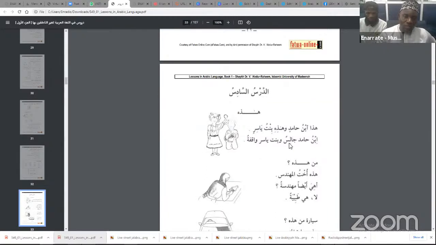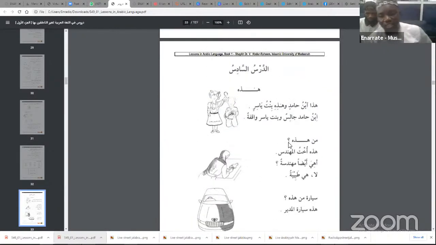So that is the end of Adarsul Khamis. Adarsul Sadis here, the sixth lesson, is talking about the feminine demonstrative pronoun, which is hadhihi. Correct, hadhihi. This is as against the masculine demonstrative, which is hada. Hada is for masculine, hadhihi is for feminine. So we say hada ibn Hamid. This is Hamid's son. Wa hadhihi bintu Yasir. And this is Yasir's daughter. You see? So we use hadhihi for daughter and hada for son.